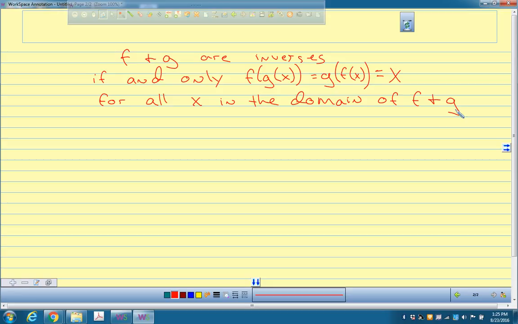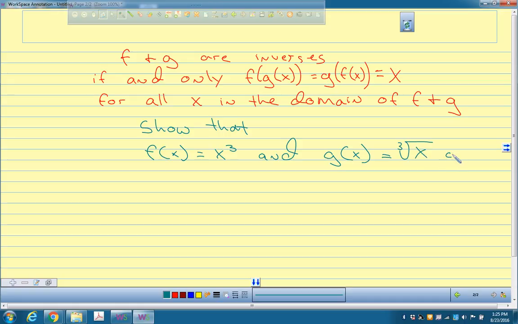So, okay, what that means is that if I take one function and plug it into the other function, I'm going to get out x. And if I plug in that other function and plug it into the original function, I'm also going to get out x. For instance, show that f of x equals x cubed and g of x is equal to cube root of x are inverses.